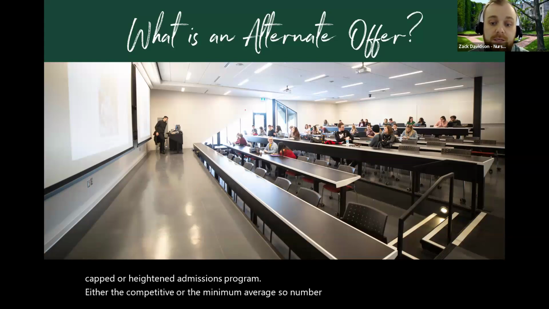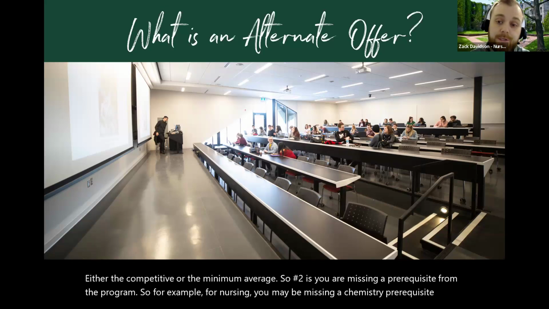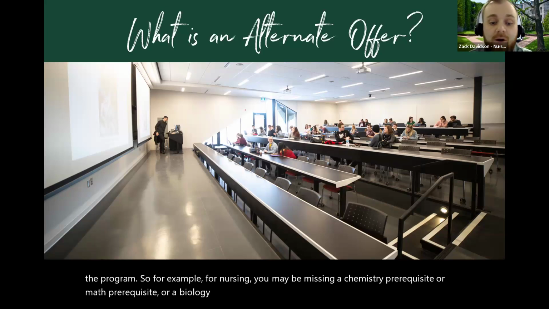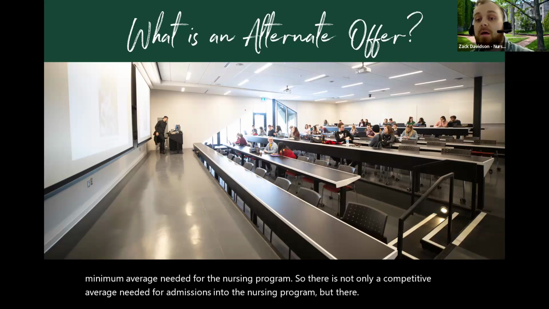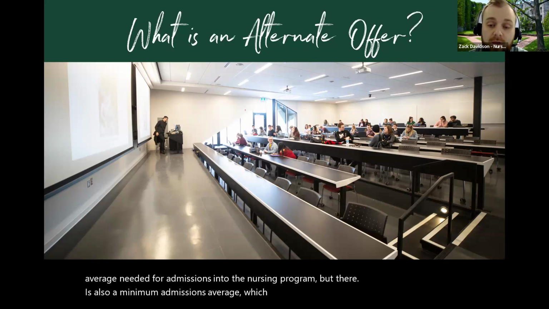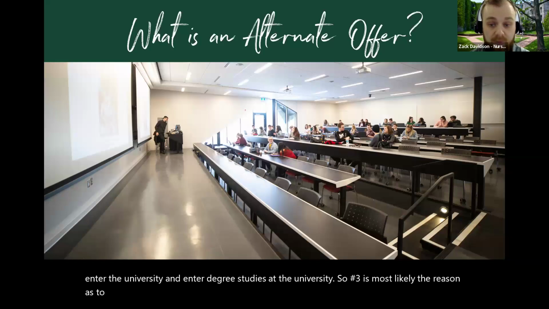Number two is you are missing a prerequisite for the program. So for example, for nursing, you may be missing a chemistry prerequisite or a math prerequisite or a biology prerequisite. And then finally, you don't meet the current minimum average needed for the nursing program. There is not only a competitive average needed for admissions into the nursing program, but there is also a minimum admissions average, which is higher than the minimum average needed to enter the university and enter degree studies at the university. Number three is most likely the reason why you've been given that alternate offer.